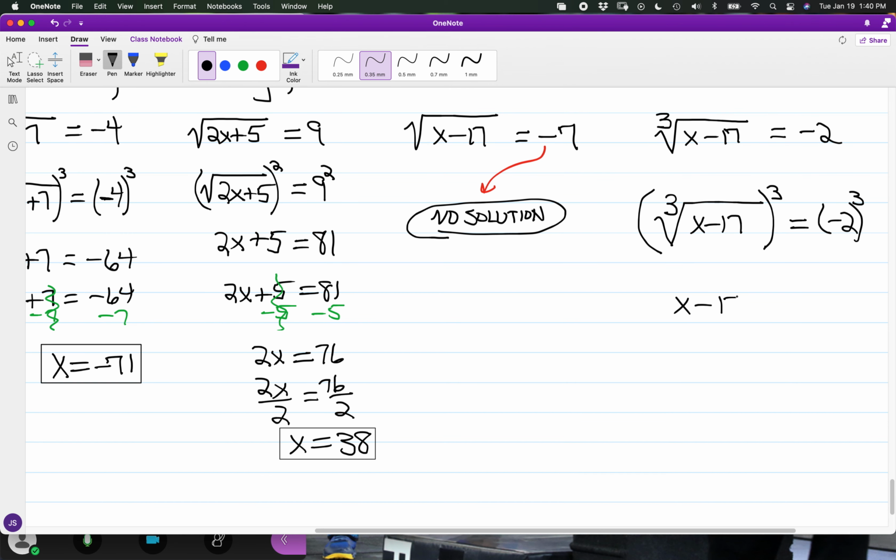Upon isolating x, if I add 17 to both sides, the solution in x is going to be equal to negative 8 plus 17. So the result here is going to be the value 9.